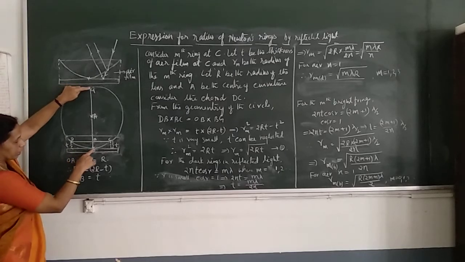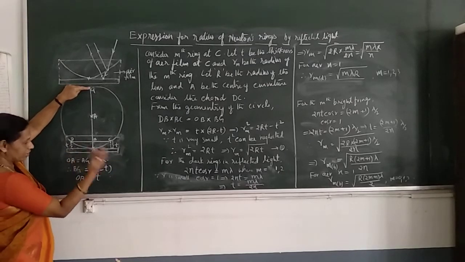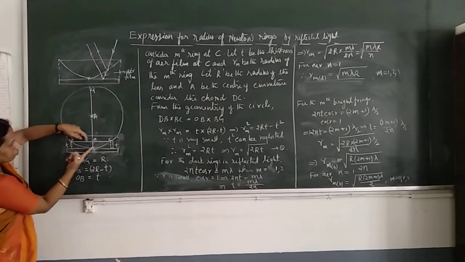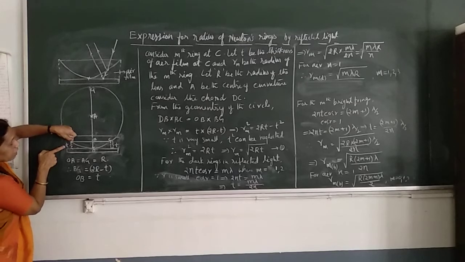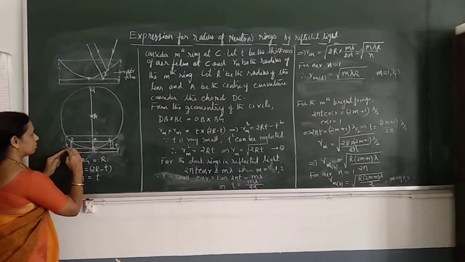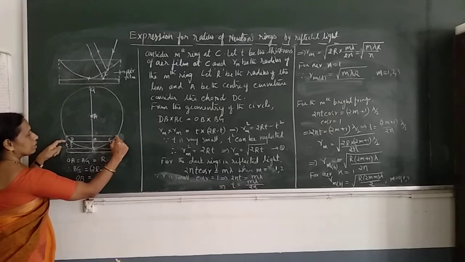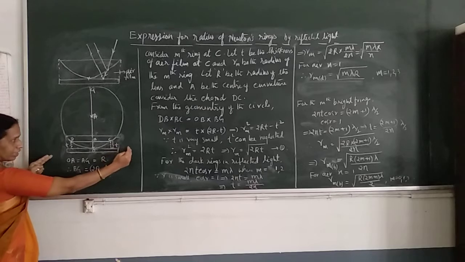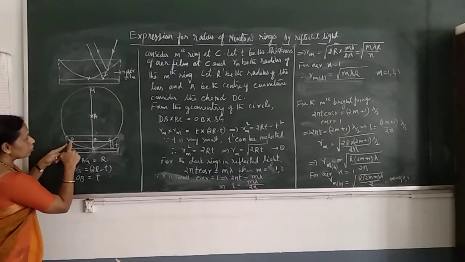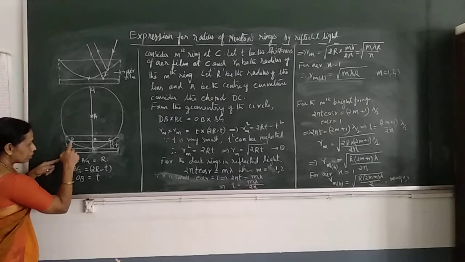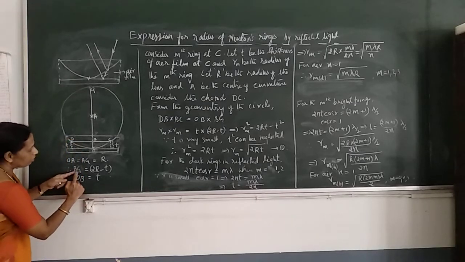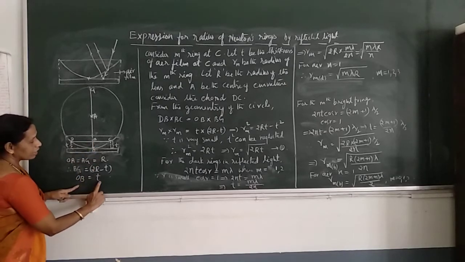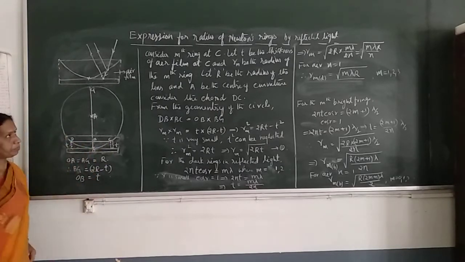OG is the diameter, twice the radius, 2R, and OB is nothing but the thickness of the air film. Let T be the thickness of the air film at any point between this lens and the glass plate. Here I have taken the chord at this point, not exactly at the extreme, corresponding to this chord drawn. The thickness is taken as T, so our BG becomes 2R minus T. Here OB is the thickness of the air film corresponding to this chord.